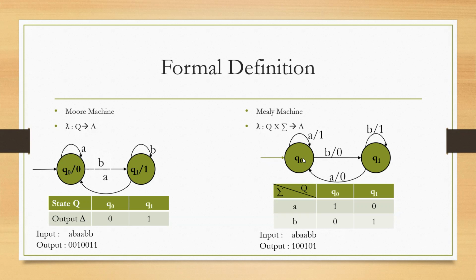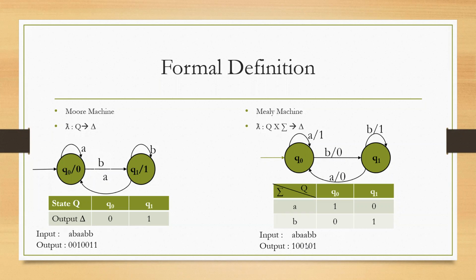Then on input symbol B, Q0 will not only traverse to Q1, but it will also generate output 0. So for input symbol B, the output generated by Q0 is 0. Now you are on Q1. The next input symbol after B is A, so Q1 on accepting input A will generate output 0. Here you can see, on accepting this third symbol, it generates 0, and it will traverse to Q0.